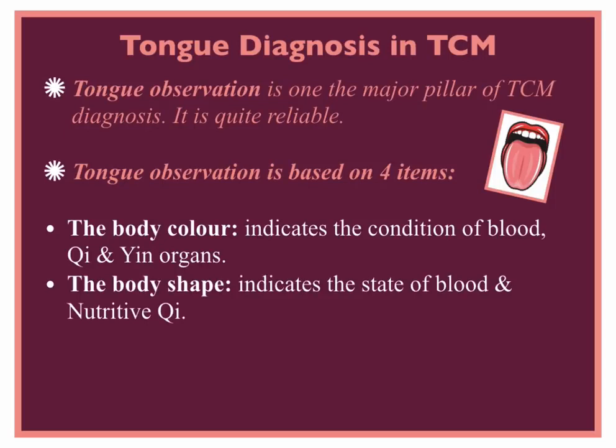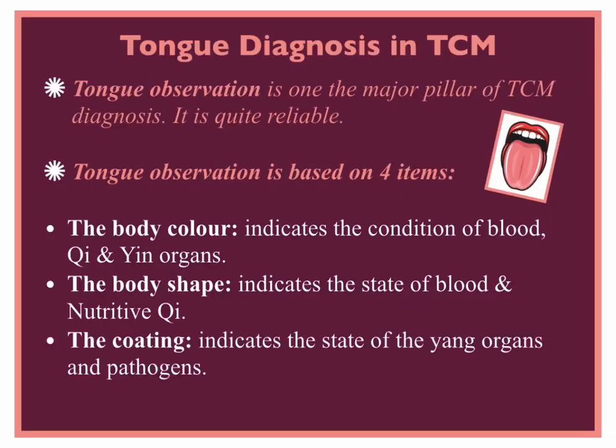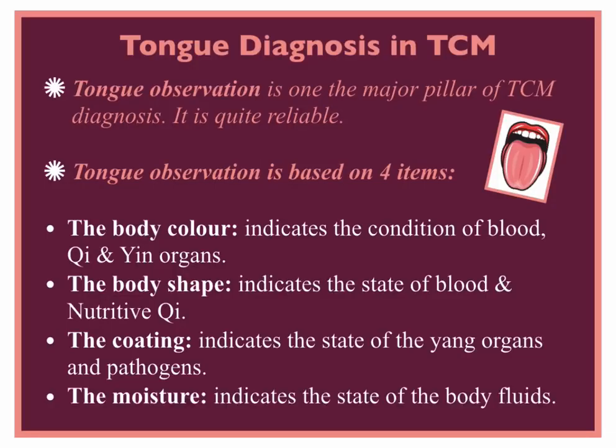The body shape. So we look at the shape of the tongue, which indicates the state of blood and nutritive qi, or ying qi, Y-I-N-G, ying qi. The coating, we look at the coating of the tongue because it indicates the state of the yang organs and the pathogens, right? Pathogens are heat and cold and dampness, etc., etc. Okay, and the yang organs, you know what they are. The moisture of the tongue. We want to see if the tongue is dry or overly wet, and that indicates, of course, the state of the body fluids.